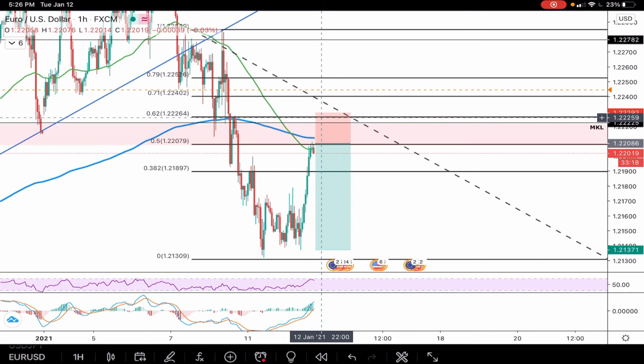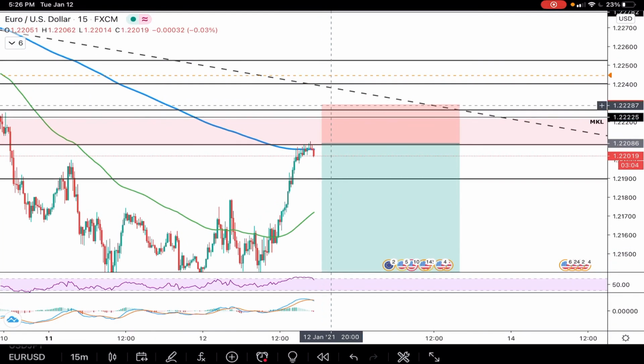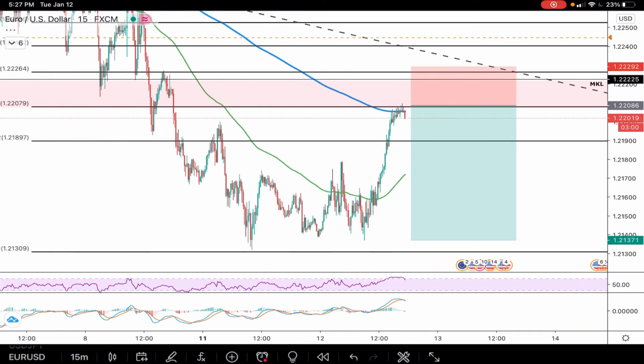For me, I necessarily don't know if I'm going to wait. I kind of see price reacting already right now as I speak. So I might wait for this hourly to close, or I might wait for the 15-minute to close and see where price is at. You kind of see literally right now where price is going as I'm doing this.